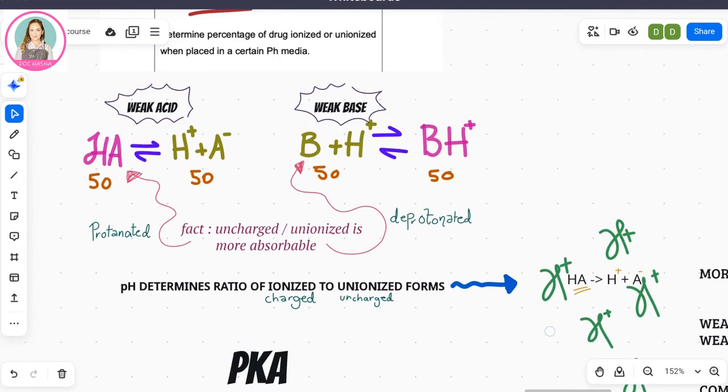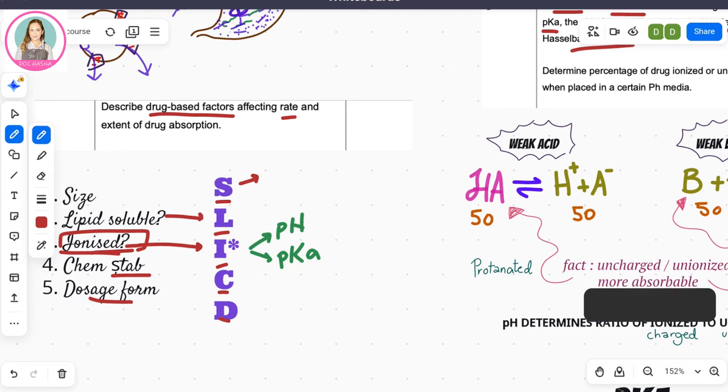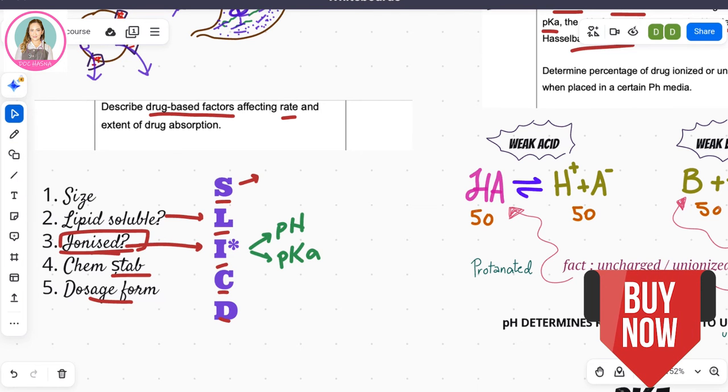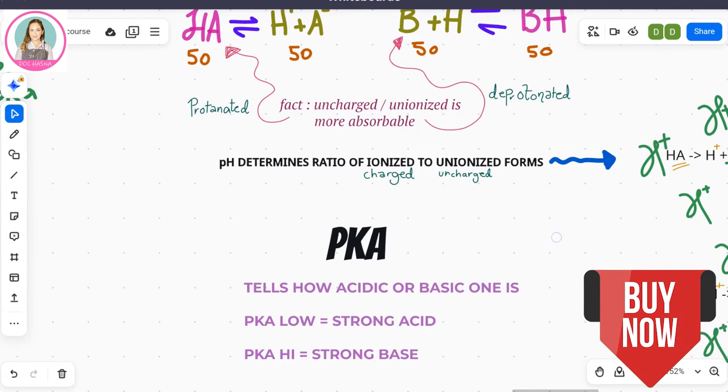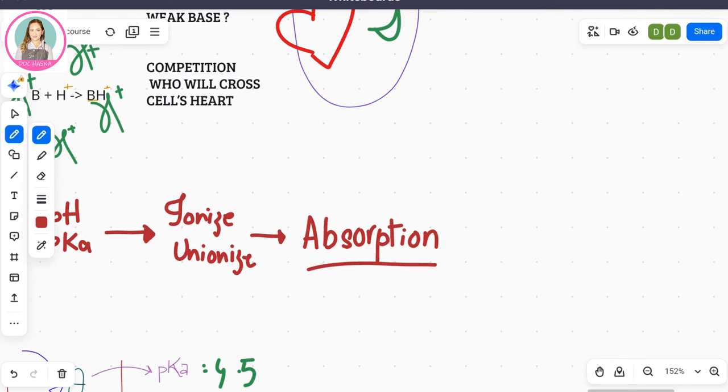So now all we're doing is zooming into the part of drug absorbability or drug permeation in its ionized form. Okay, ionized. Now listen very carefully. What are we trying to determine? We are trying to determine how absorbable a drug is. How can we know how this drug will absorb more readily or less readily? We can know if it's ionized or unionized.